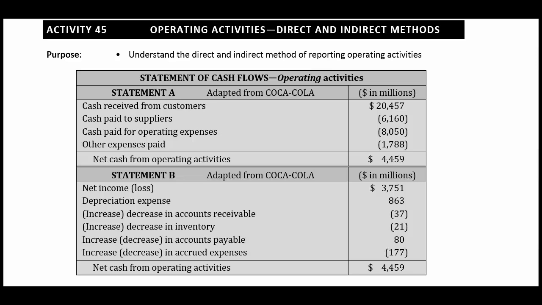There's what's called direct. That's where we tell you the cash that came in and the cash that went out. And there's indirect. That is starting with net income, showing all the adjusting items, and then winding up with cash flows from operations. Now, the FASB says that the direct method for operating cash flows is optional.